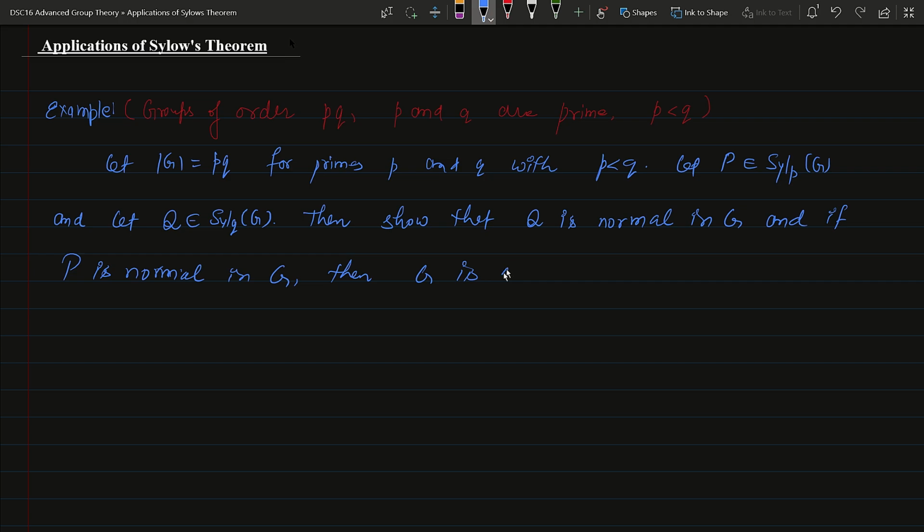Whenever we have a group of order pq, let me consider an example. For example, if the order of G equals 15, that can be written as 3 into 5, and 3 and 5 are both prime. Now if we talk about the Sylow 5-subgroup, this is always normal in G. So we will have a proper normal subgroup of G, and hence G will not be simple. Now, if we have that normal p-subgroup, then G becomes cyclic. This result is very important. It looks simple, but it has great applications. Let us start the solution.